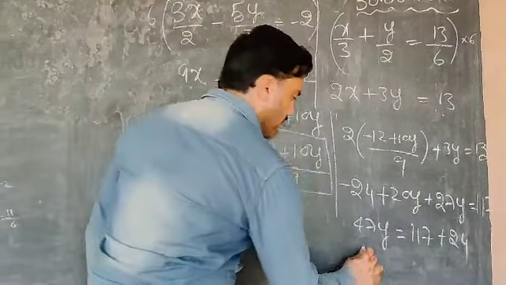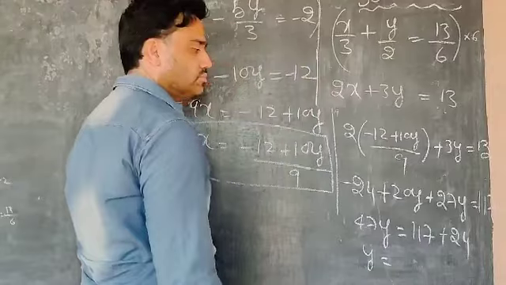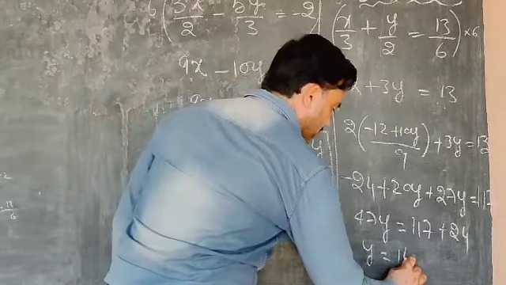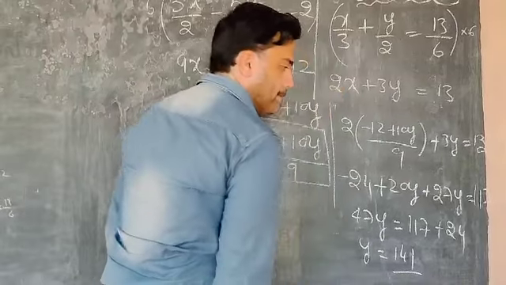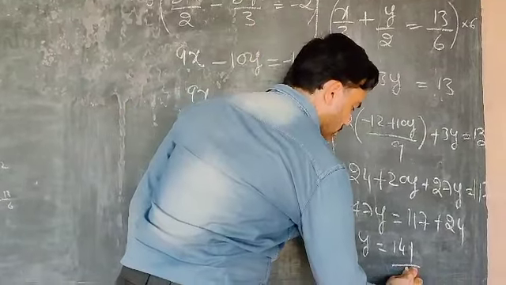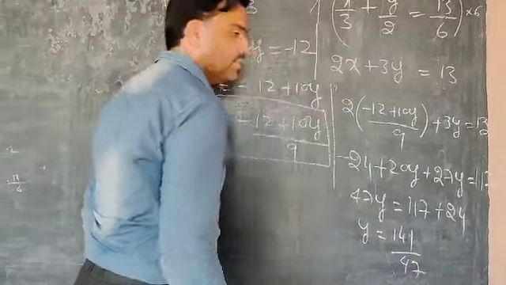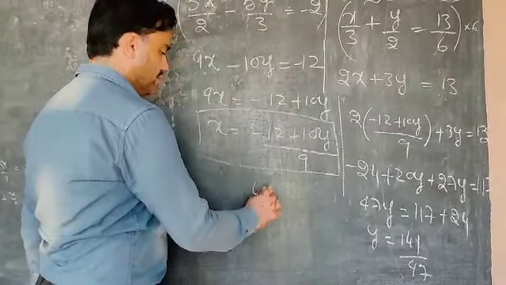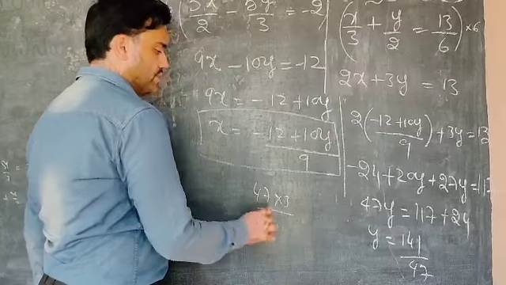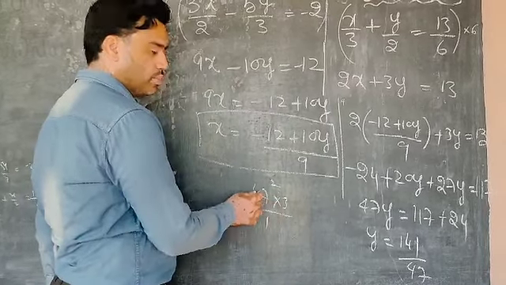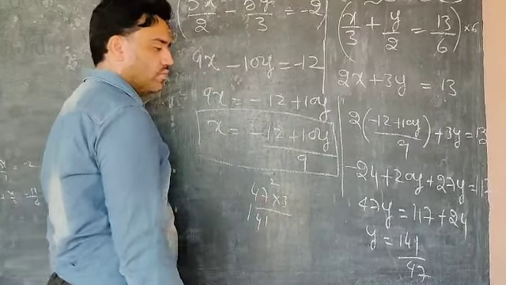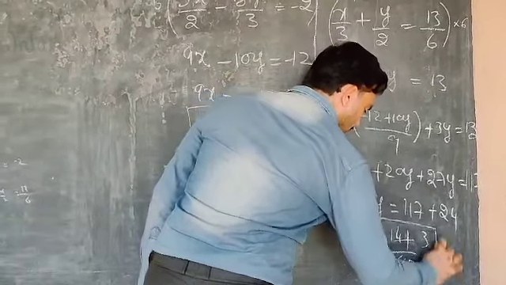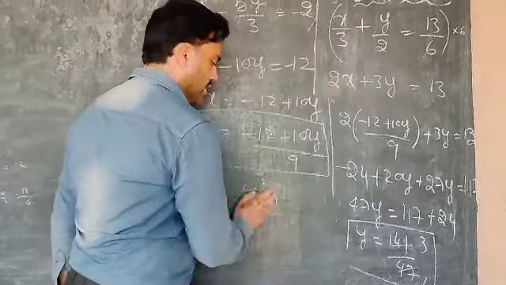Okay, so now y is equal to, if you add, how much will you get? 141, right? By 47. So how many times does it get cancelled? Okay, so 47 into 3. 3 sevens are 21, 3 fours are 12 plus 2, 14. Therefore, 3 times 47 ones, 47 threes. So the y value we got is 3.